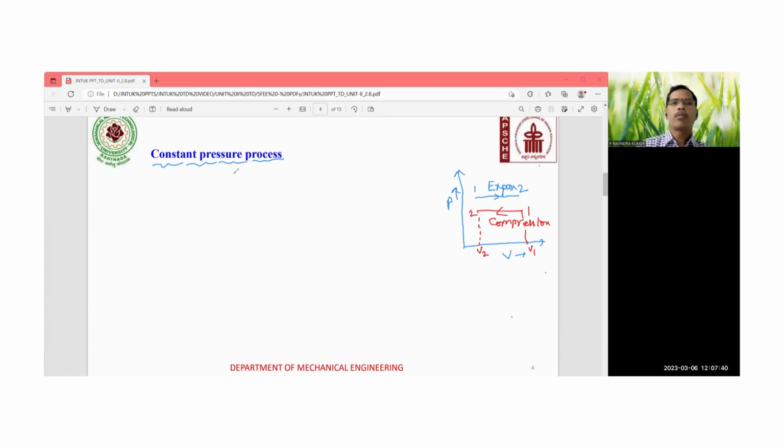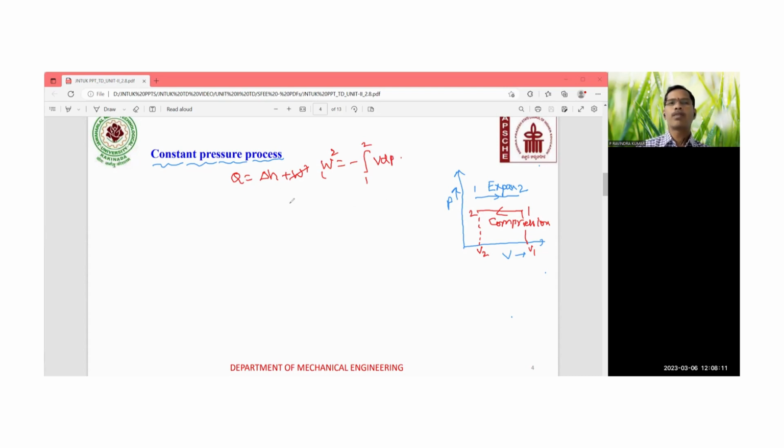So then apply the first law of thermodynamics. Q is equal to delta H plus W, right? What is this W? This W is nothing but equal to minus integral of W 1 to 2, which is integral of 1 to 2 V dP, right? Integral of V dP.